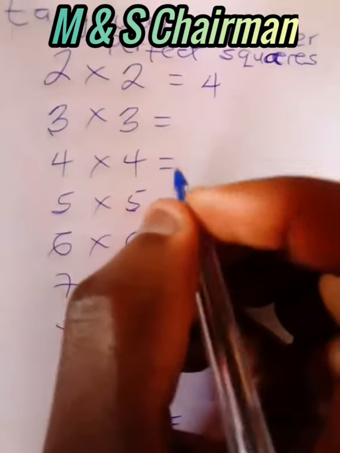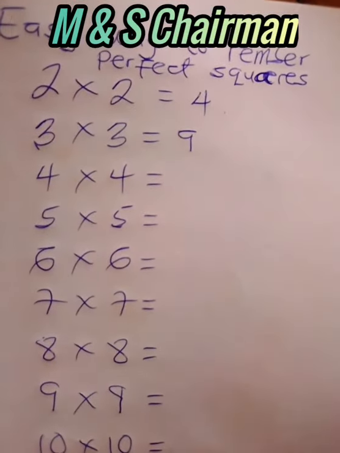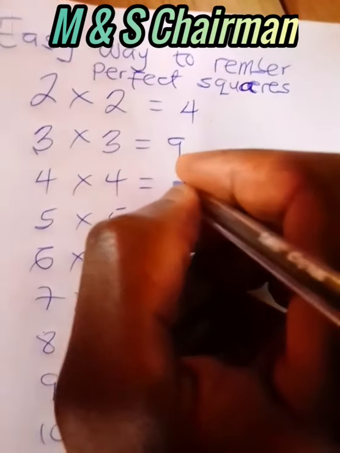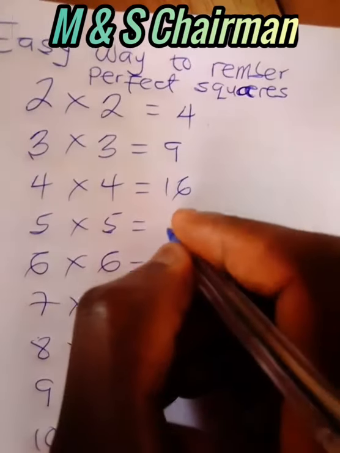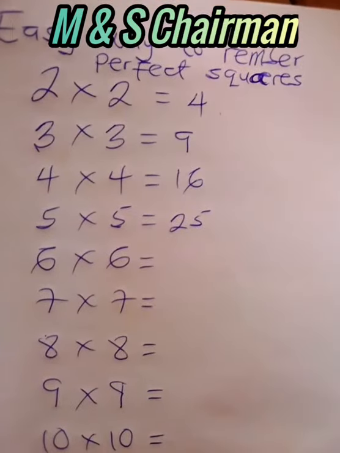And you come to the 3. 3 multiplied by 3 will give you 9. And this 9 is a perfect square. And you come to 4 squared, that's 4 multiplied by 4, will give you 16. It's also a perfect square. 5 multiplied by 5, which is 5 squared, will give you 25, which is a perfect square.